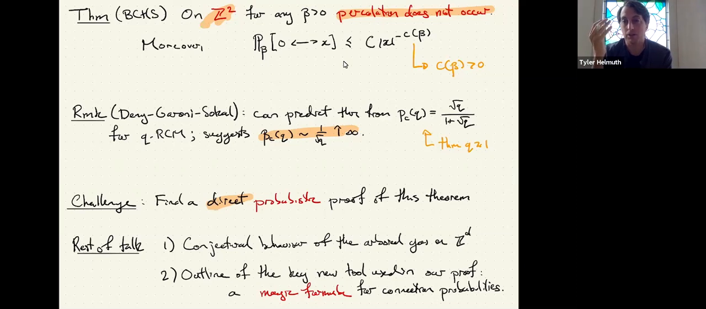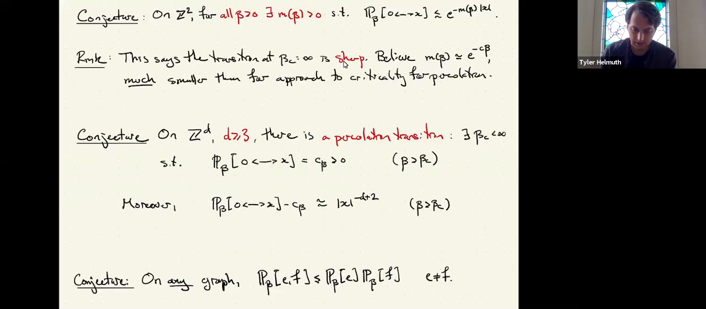So this model, the arboreal gas under various names, has appeared in the physics literature, in the combinatorics literature in the past, and also in the random cluster model literature, but it hasn't really been studied very much because there's a complete lack of tools. So I want to give you some idea of what we found. Okay, but first some conjectures. So one slide worth of conjectures.